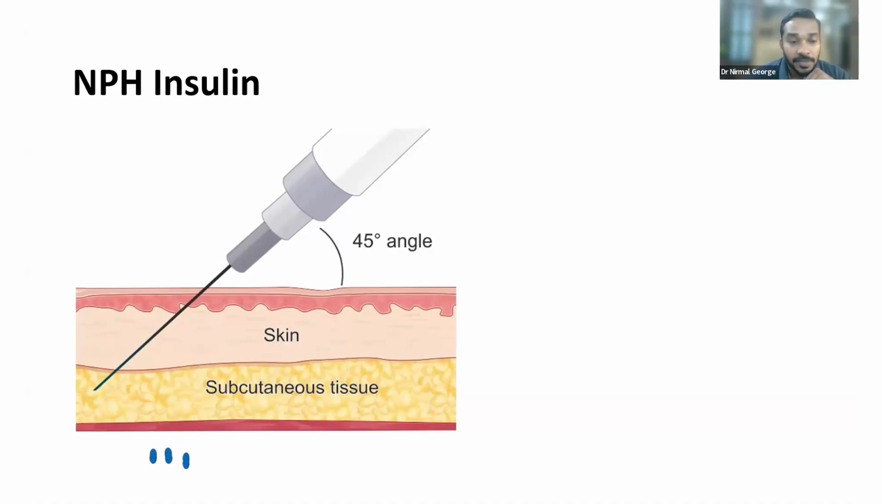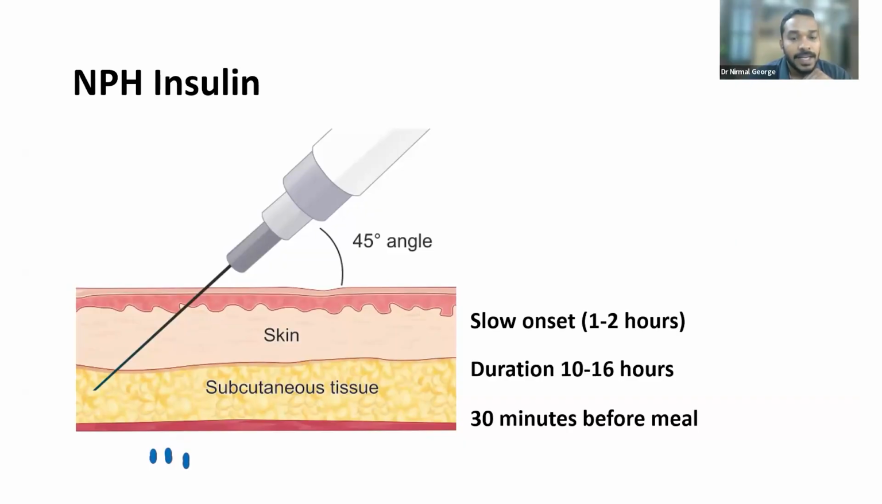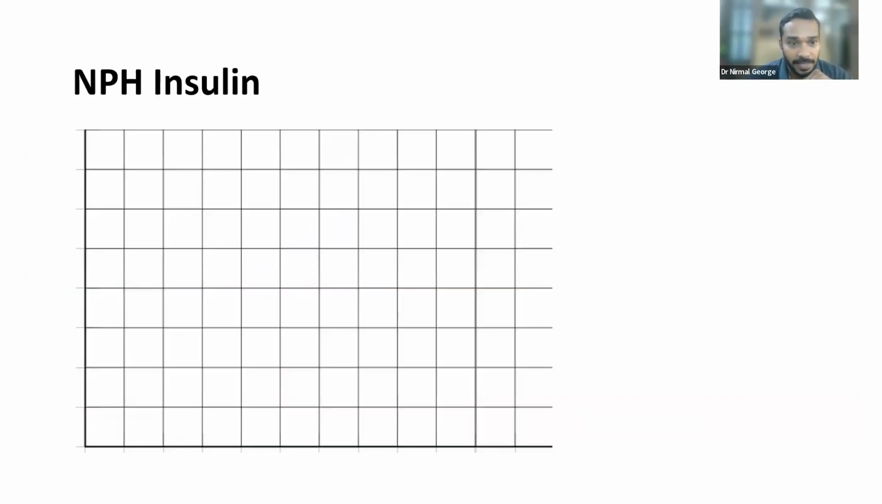And because of this, it has got slower onset of action, that is in 1 to 2 hours, and it has got longer duration of action, like 10 to 16 hours duration. And it is ideally given 30 minutes prior to a meal.